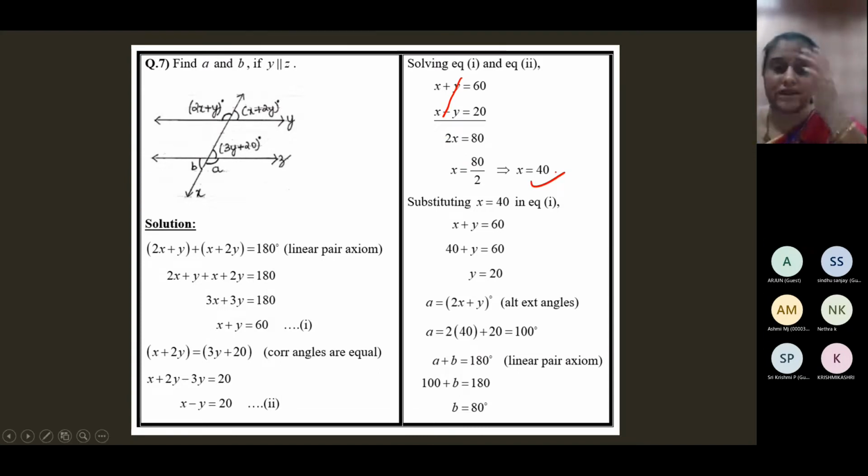So we found the value of x. Now we need to find the value of y. We know that x plus y is 60. So substituting x is equal to 40 in equation 1, we get x plus y is equal to 60. The value of x is 40. So 40 plus y is equal to 60. Y is equal to 20. So successfully we found the values of x and y. Now we need to find the measures of angle A and B.